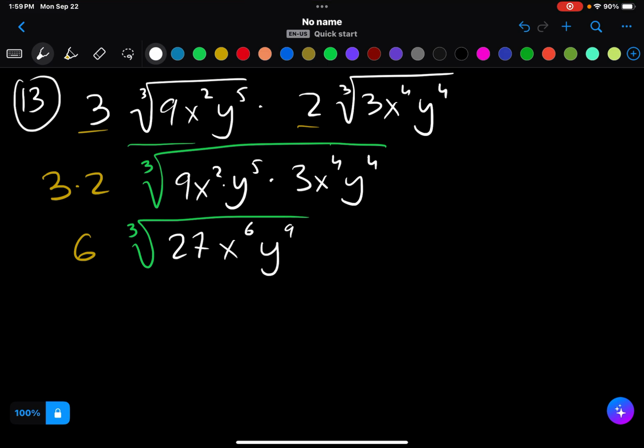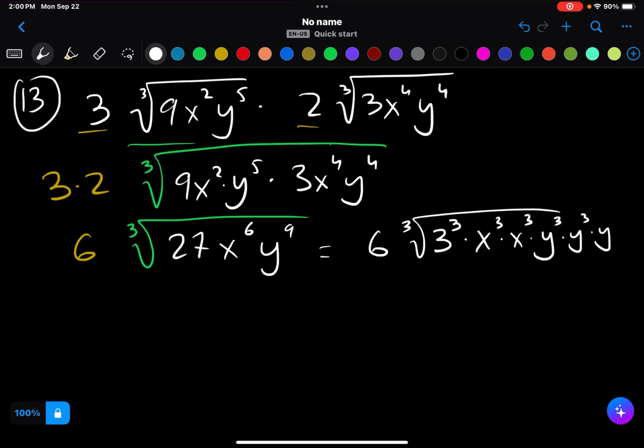All right, I'm going to leave that 6 alone. And underneath, we want everything to be power 3. Well, 27, if you remember, can be written as 3 times 3 times 3, or 3 to the 3rd power. The x to the 6th, I'm going to split in half into 2 x to the 3's. And the y to the 9, I'm going to split it 3 ways into 3 y to the 3's. So everything gets split here.